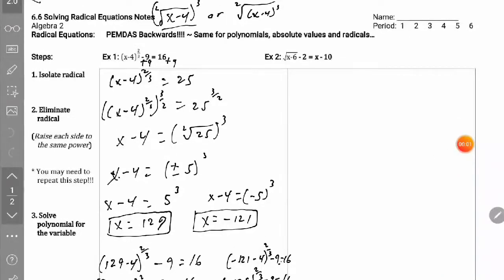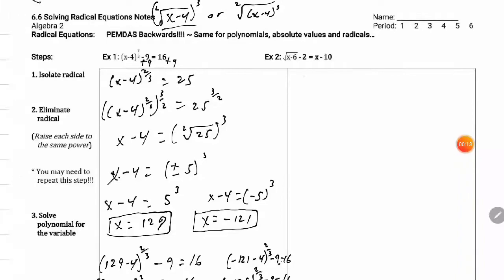All right, number 2. So we're going to isolate the variable. Ooh. So there's x's on both sides. So what do we do here? We're still going to add 2, because we're still going to isolate the radical. X minus 6 equals x minus 8, because that's negative 10 plus 2.